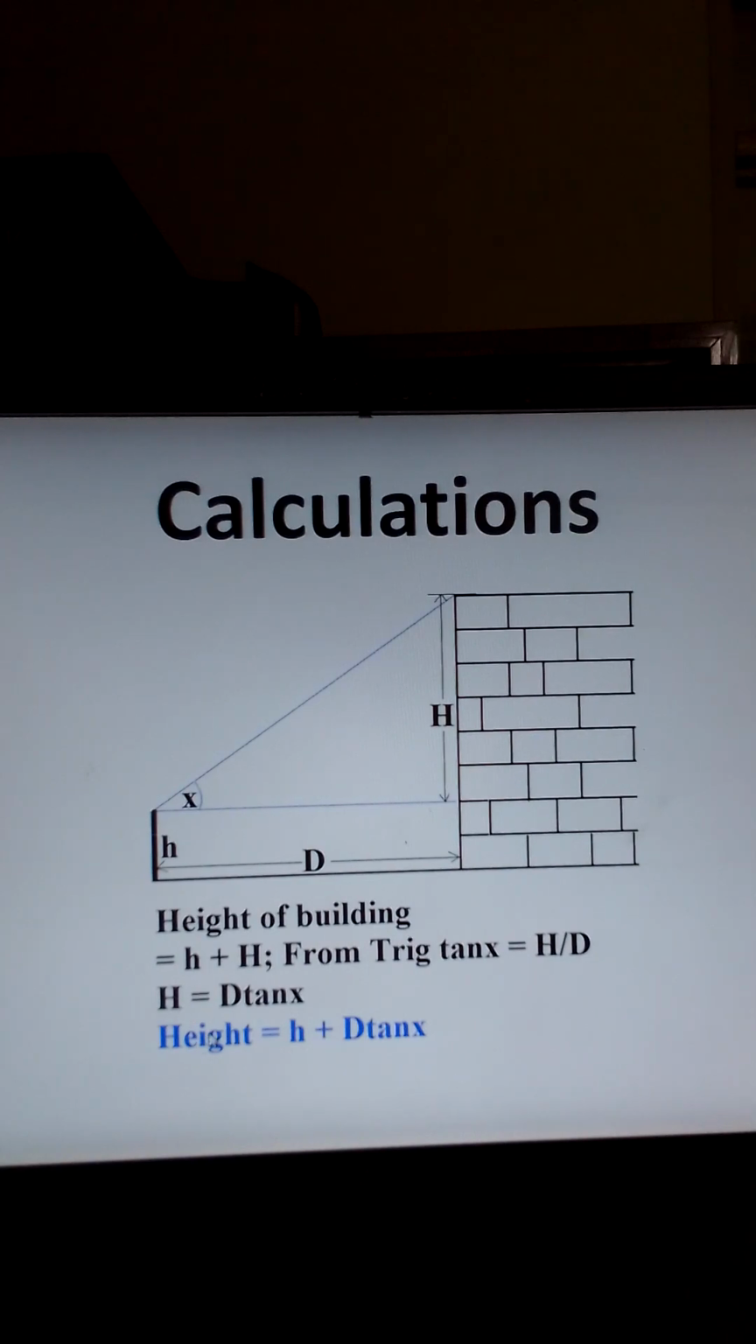Now the height of the building is equal to the height of the observer, small h, from the surface to the eye level, plus the horizontal distance from the observer to the building, times the tangent of X, which can be obtained from the calculator, the computer, or from mathematical tables. So this is how we can measure the height of a building using an Abney level and a tape measure.